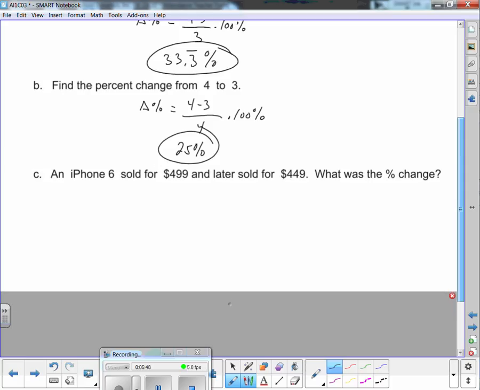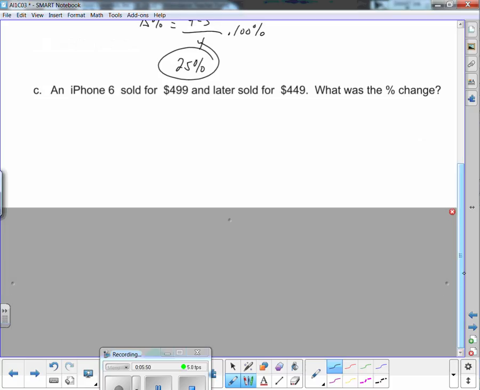Okay, let's do C here. An iPhone 6 sold for $499 and later sold for $449. What was the percent change? All right, and obviously this is a percent decrease. Go ahead and run that one. What is the percent change?